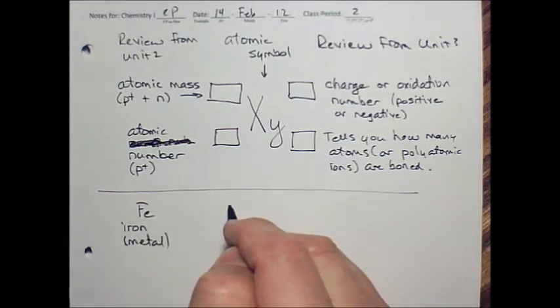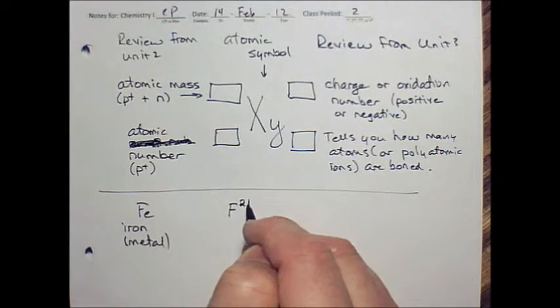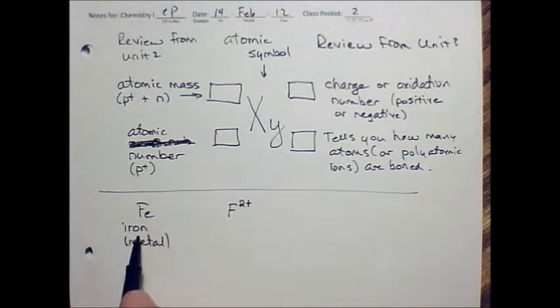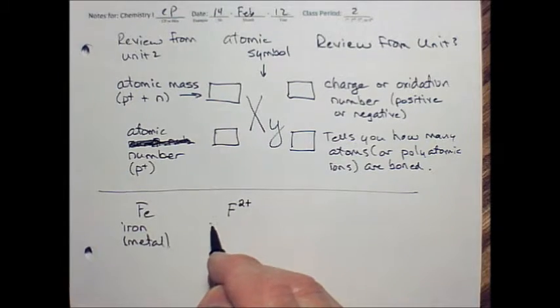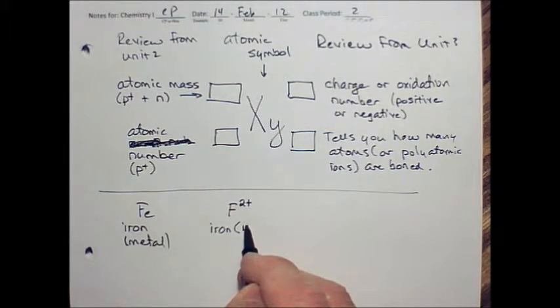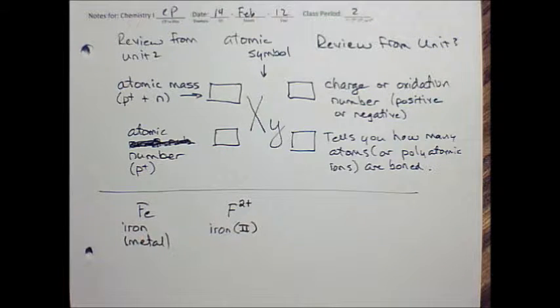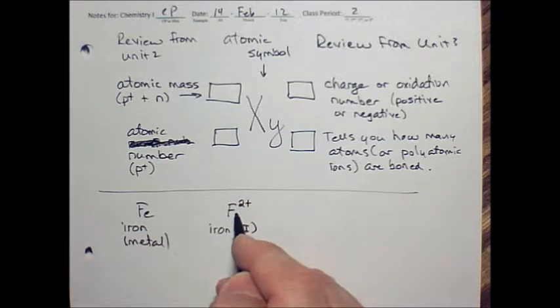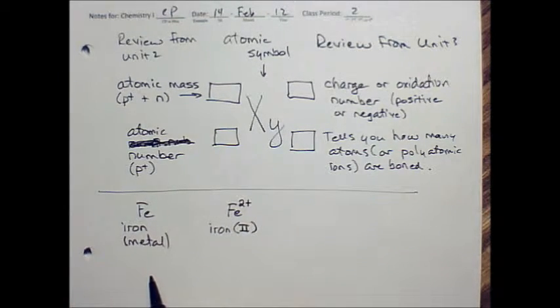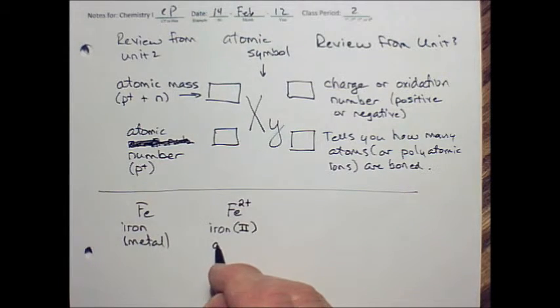So iron with a 2+ charge is not iron the metal. It's iron 2. If it has a charge, it's an ion. If it has a positive charge, it's a cation.